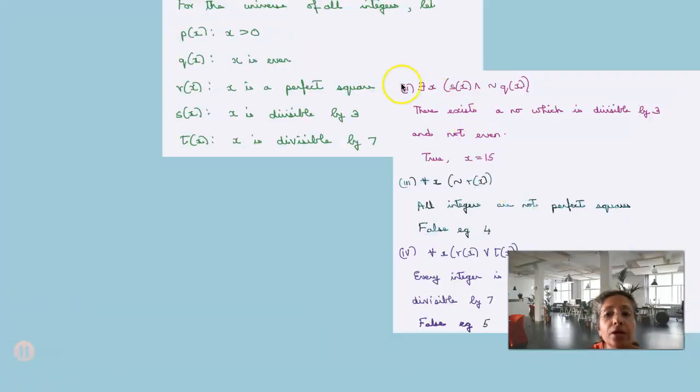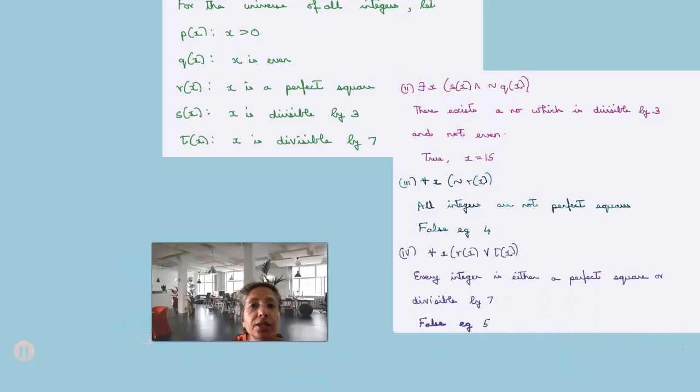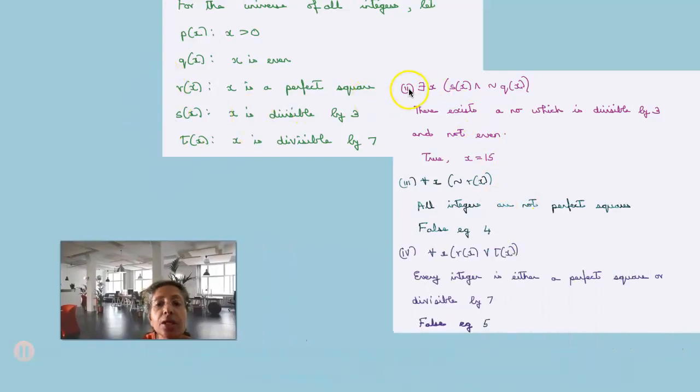Again, you have for the universe of all integers, we have the same question. The second question will be there exists x, Sx conjunction negation Qx. So that will be there exists a number which is divisible by 3 and not even, which is true. 15 is a number which is divisible by 3 and not even.